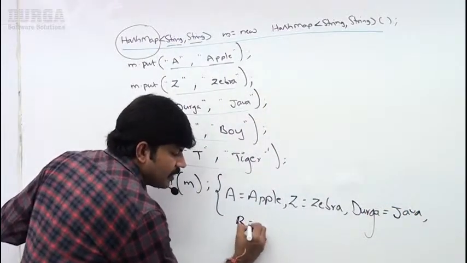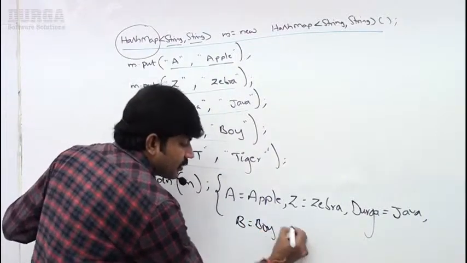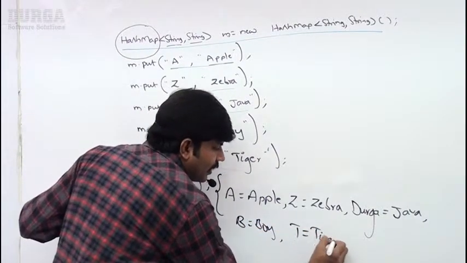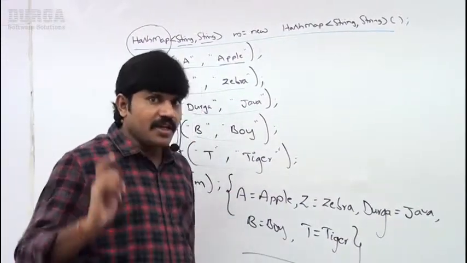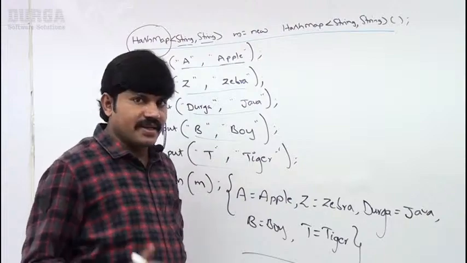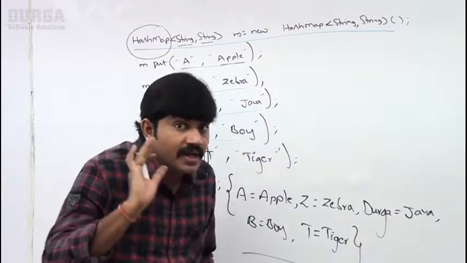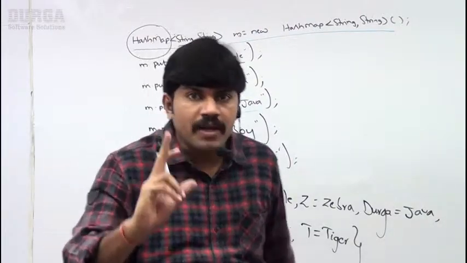Next, B is equal to boy. Next, T is equal to tiger. This style of output is going to come. The only variation is order-wise, no guarantee at all. Are you getting it right? Sir, just a basic idea. When should we go for the map concept?